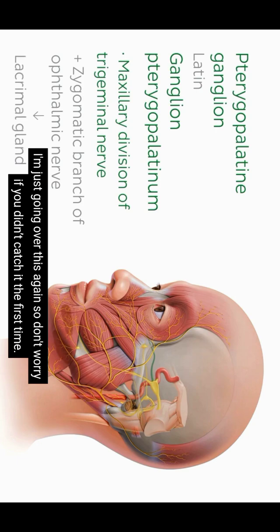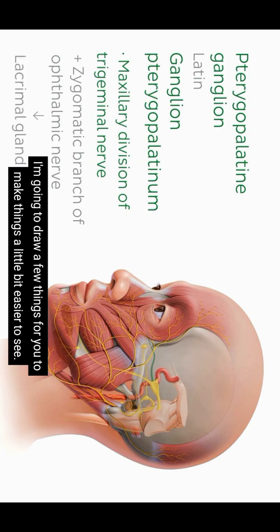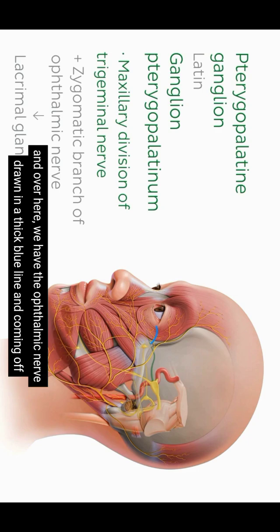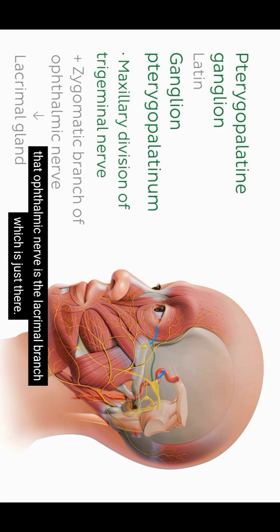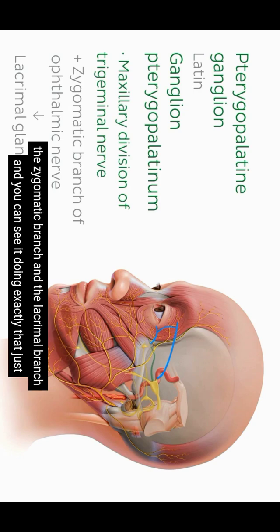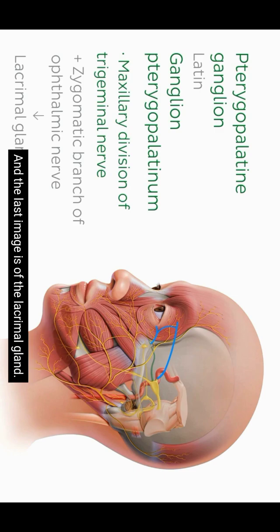I'm just going to go over this again, so don't worry if you didn't catch it the first time. I'm going to draw a few things for you to make things a little bit easier to see. So the first thing that I'm going to draw is the zygomatic branch of the maxillary nerve, and over here we have the ophthalmic nerve drawn in a thick blue line, and coming off that ophthalmic nerve is the lacrimal branch, which is just there. The next thing I want to draw for you is the communicating branch, which runs between the zygomatic branch and the lacrimal branch, and you can see it doing exactly that just here. And the last image is of the lacrimal gland.